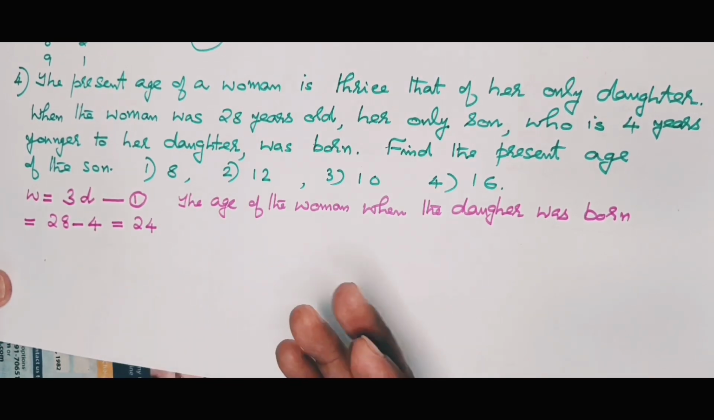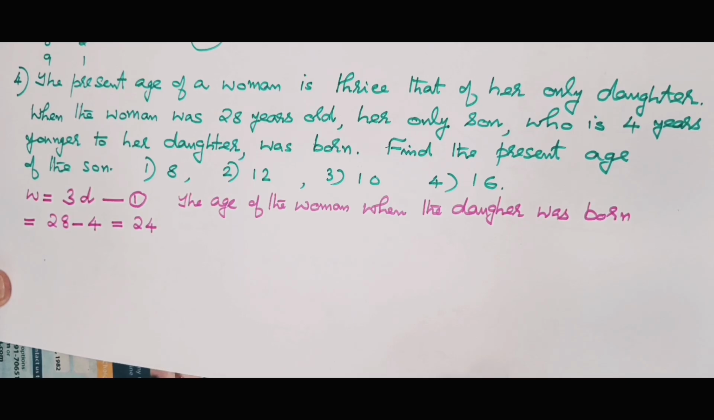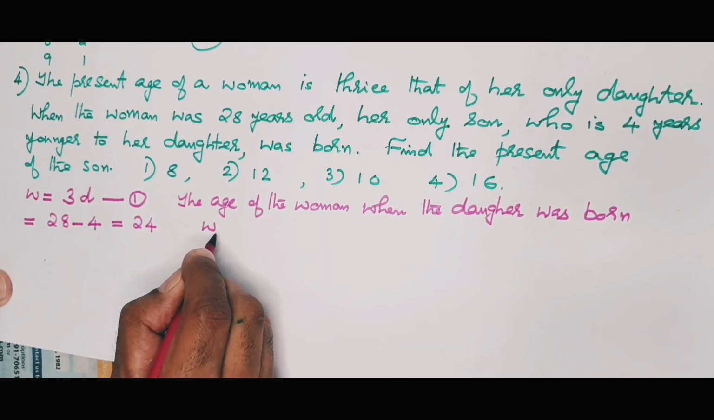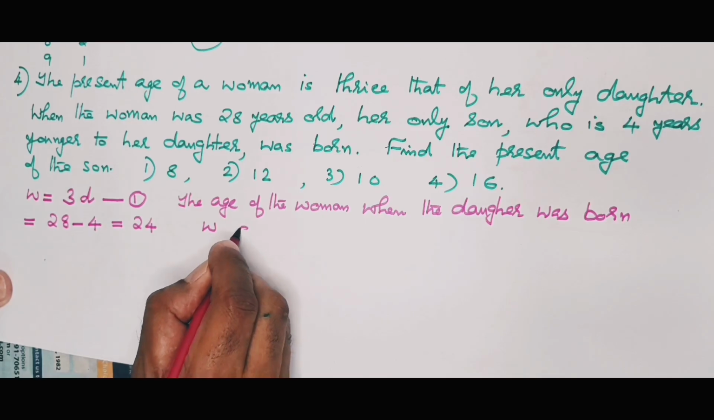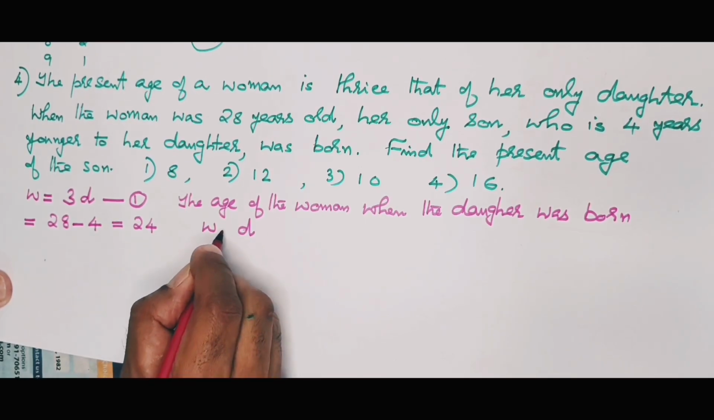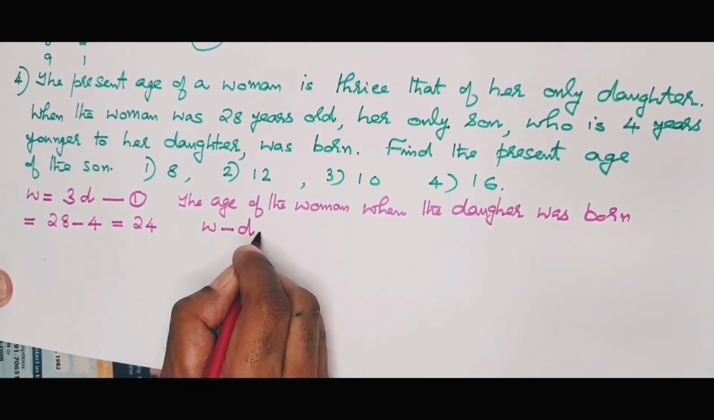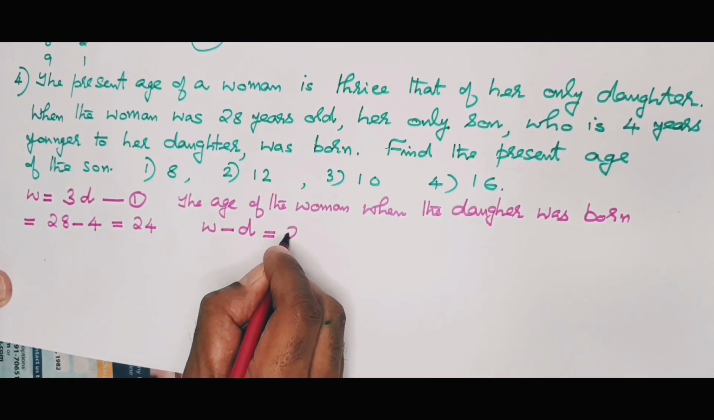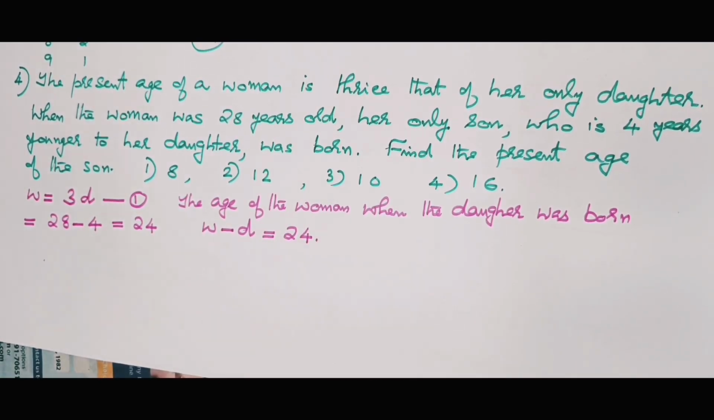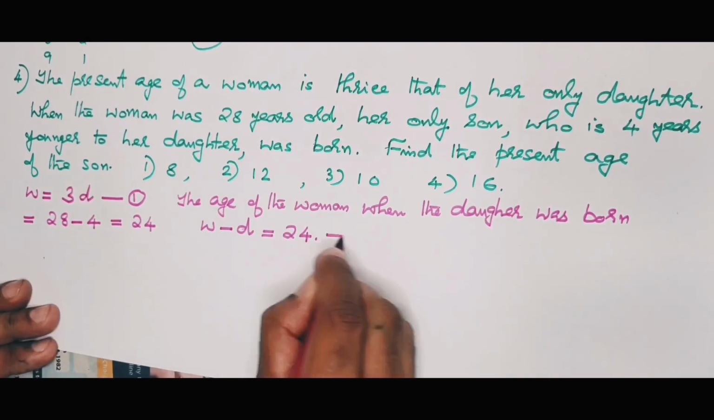Now, if I say your mother was 24 when you were born, currently also the difference between your age and your mother's age would be 24. That does not change. In the same way, W assumed to be the age of the woman currently and D assumed to be the age of the daughter, the difference W minus D will be 24. And this will be the second equation.